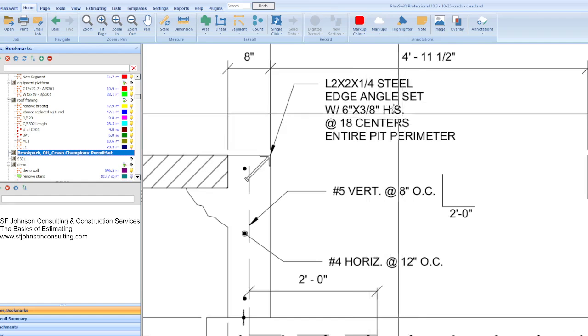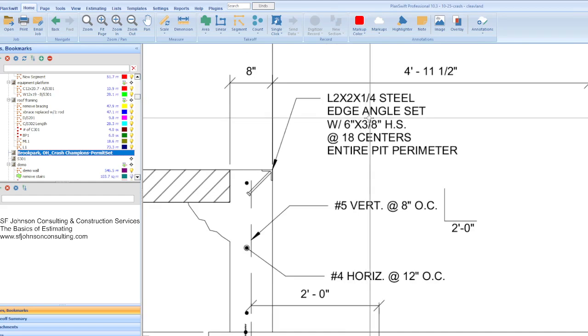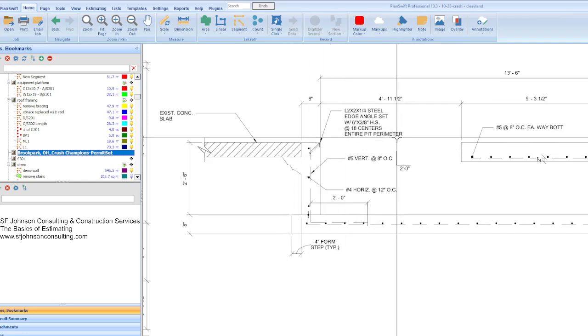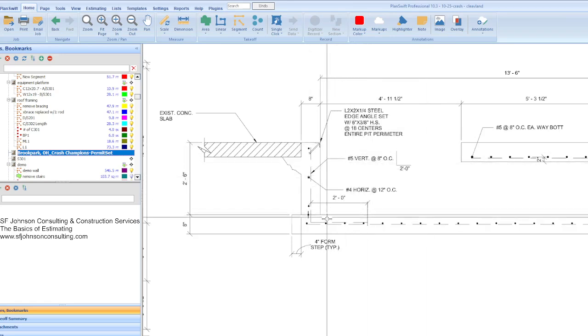6-inch 3x8 hollow steel at 18, angle set at the 18th, entire pit. Yeah, okay. I gotta look into the hollow steel width. Okay, every 18 inches, entire pit perimeter. Okay, and then the vertical, right, and then the horizontal.